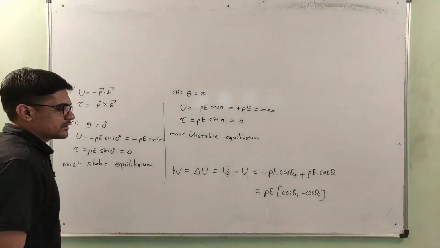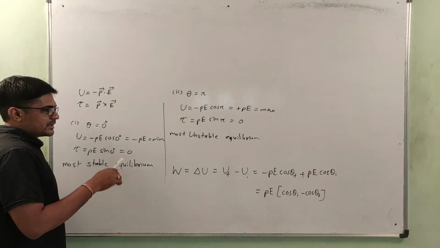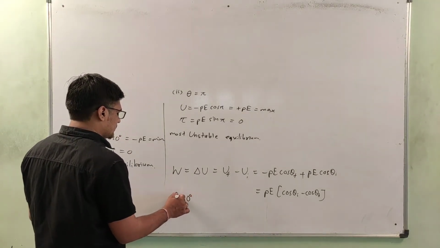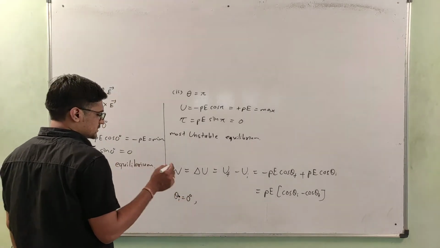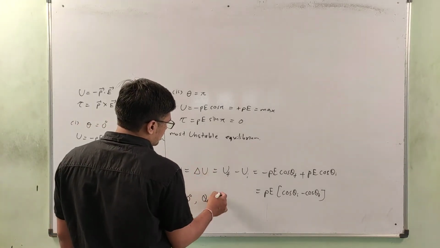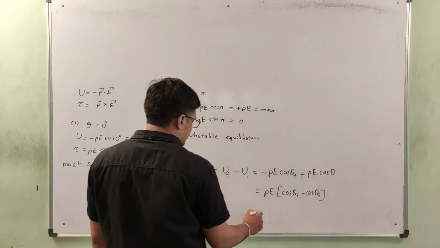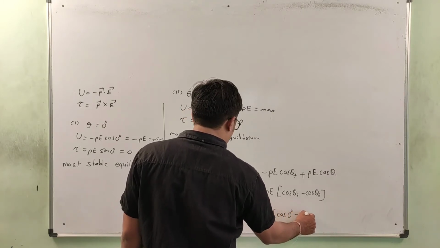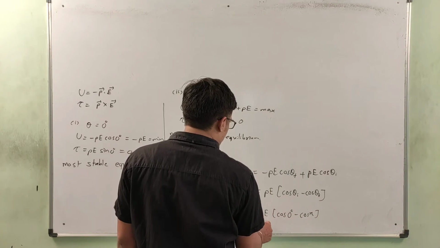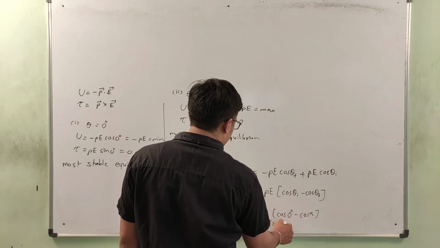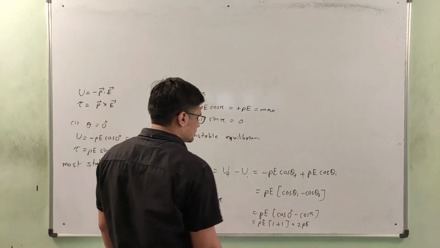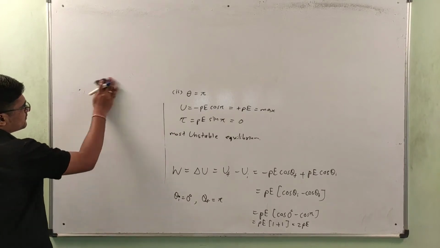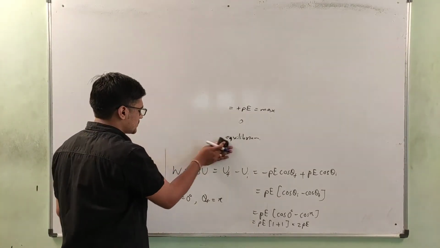So whenever the question is given: what is the work done in rotating a dipole from stable equilibrium to unstable equilibrium? Stable equilibrium means theta is equal to 0 degree, and you are taking it to unstable equilibrium, so theta is equal to pi. Then what is the total work? PE (cos 0 minus cos pi) is PE (1 minus minus 1), minus minus plus 1, so 2PE is the work done in rotating a dipole from stable equilibrium to unstable equilibrium. This topic is most important for the exam, you should remember this topic.